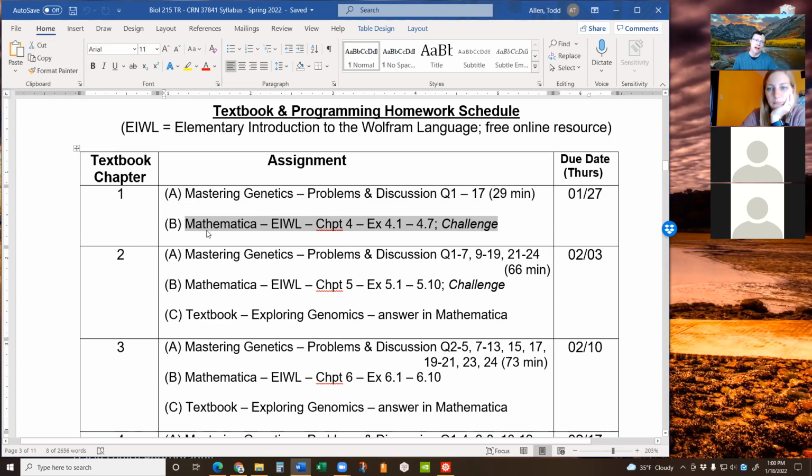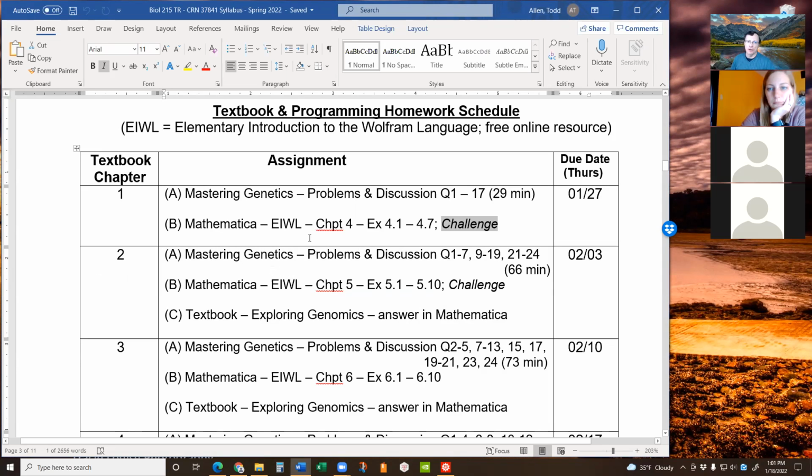So the Mathematica assignments will be accessed online through your Mathematica account. You will access content in a free textbook called Elementary Introduction to the Wolfram Language, so you're not paying for any additional content. And you'll do programming activities 4.1 to 4.7. And in addition to that, there's a biology-related challenge that I have in the Mathematica assignment to challenge your abilities to start thinking about using Mathematica to analyze biology. That's the whole point here, okay?